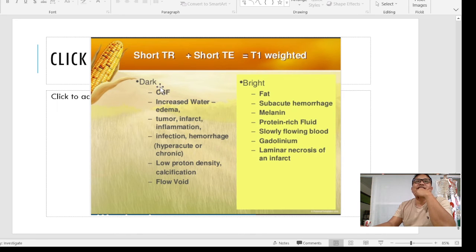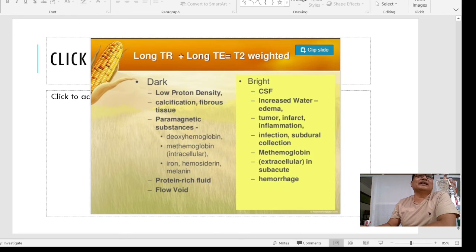Ang ilang appearance na is the CSF nimo is dark, okay, increased water, edema, tumor, infarct, inflammations, infections, hemorrhage, chronic, low proton density, calcifications, and flow void. So that is dark. Ang white nimo dira, bright white is the fat, subacute hemorrhage, melanin, protein-rich fluid, slowly flowing blood, gadolinium, laminar necrosis, man sila ang bright sa T1. So, ang imong CSF is dark. Okay, take note of that.